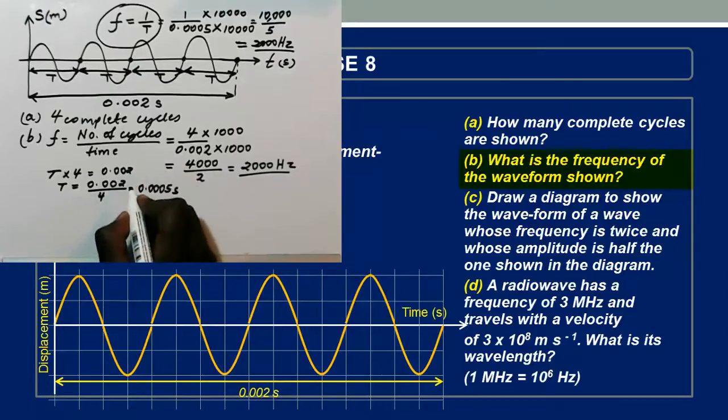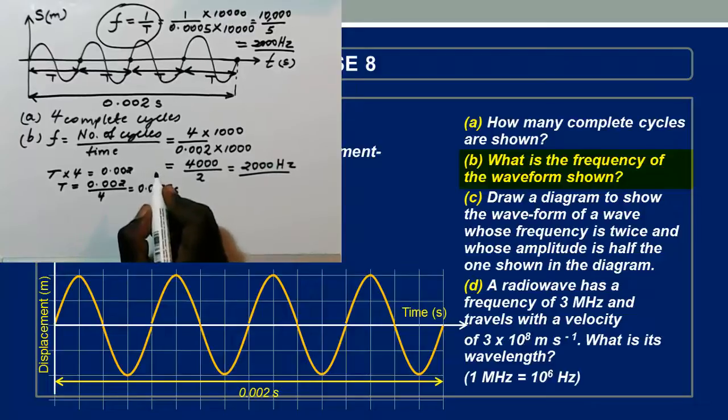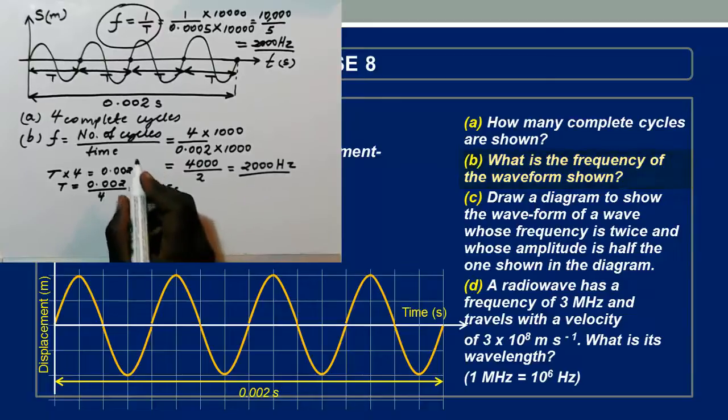So, knowing more than one method of how to solve a question is important, because it will make your problem solving much easier, because you will remember one of those methods. Now let's look at part C.